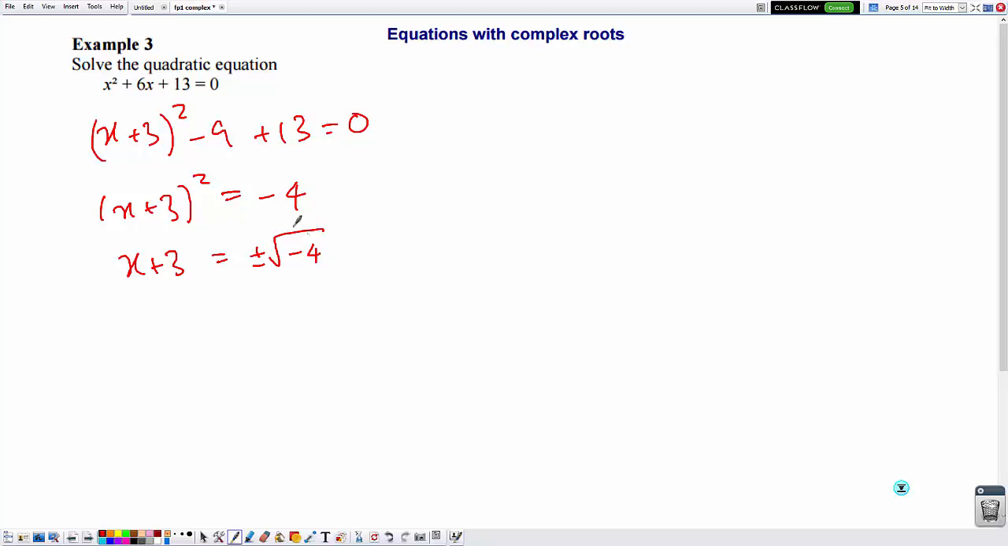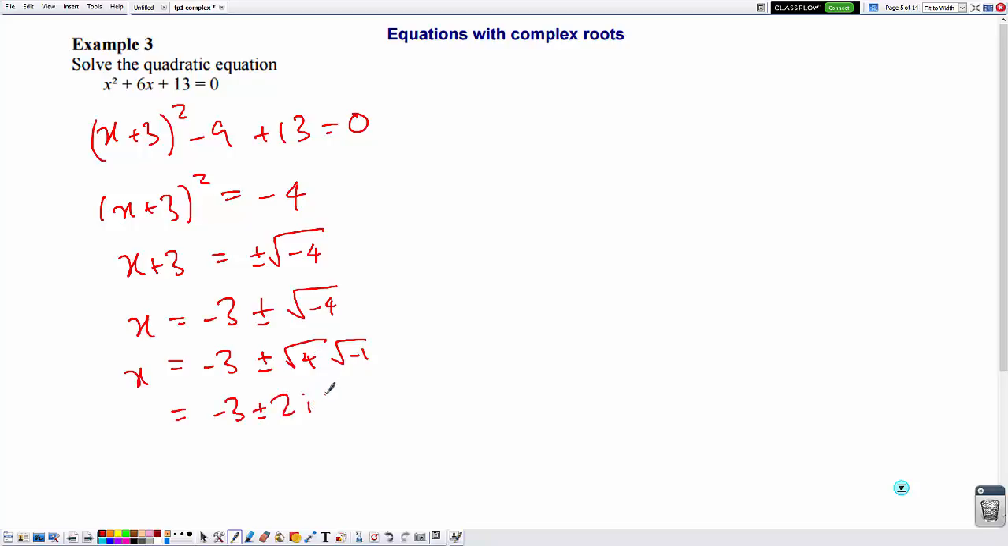We'll leave this alone for now, though before you said, oh, I can't do this, but we can do this now. So x is equal to minus 3 plus or minus the square root of minus 4. Now this we could write as minus 3 plus or minus root 4 root minus 1, using our rules of indices or roots. So what's that equal to? Well, that's minus 3. Square root of 4 is 2, plus or minus 2, this is i. Done.